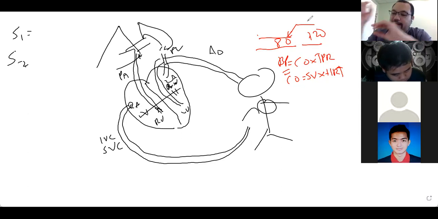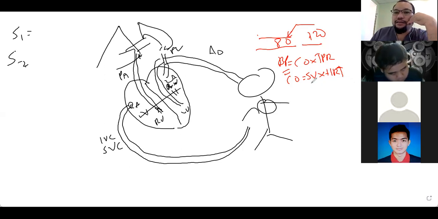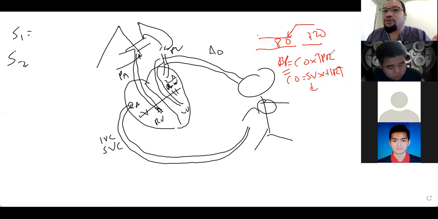Okay, what happens next? Stroke volume akan start reduce. Kan? Stroke volume akan reduce sebab sepsis dan sebagainya. Stroke volume affected by your preload. Kan? Preload akan affect stroke volume. Kenapa preload affect stroke volume?